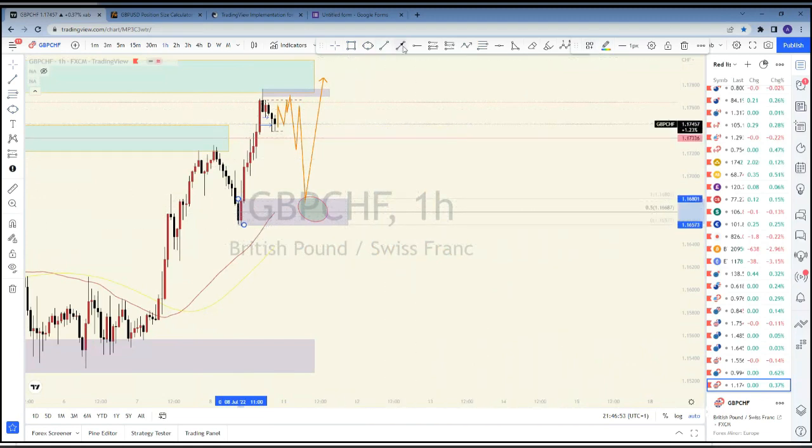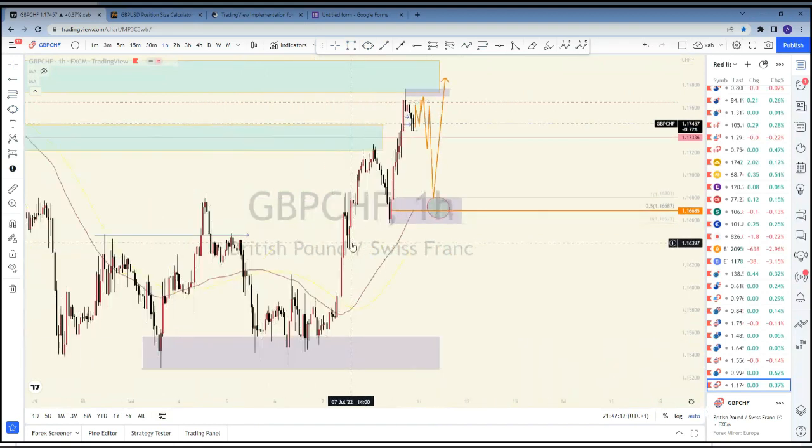All right, somewhere around here. And then I can look towards probably 1.6685 as my entry. 1.6685 as the entry for a buy on GBPCHF. But nonetheless, let's see what the market has in store.